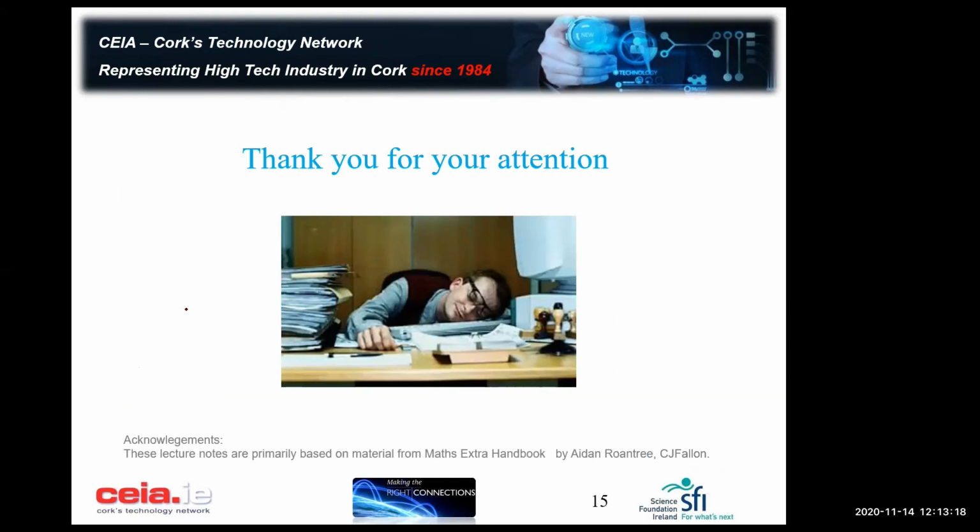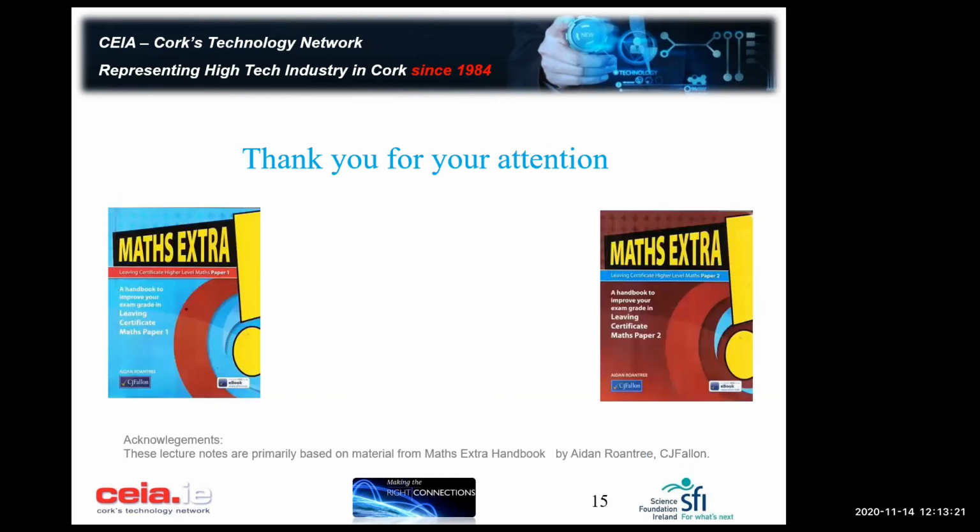So another thing I just want to let you know is that all the information that I use today is based on these books called Maths Extra. And they're written by Aidan Rowntree, and they're really, really good books because he has designed the handbook to improve your exam grade in the Leaving Certificate paper. He's got a book one, a paper one, a paper two. I find that it cuts through a lot of the bulk of text that you have in your textbooks, and he just gets to the crunch, as in the main formula that you need. He gives you different examples that test your knowledge, and I just find them really good.